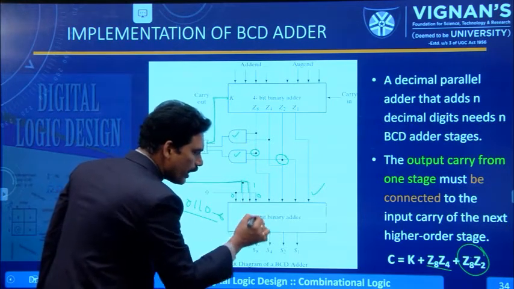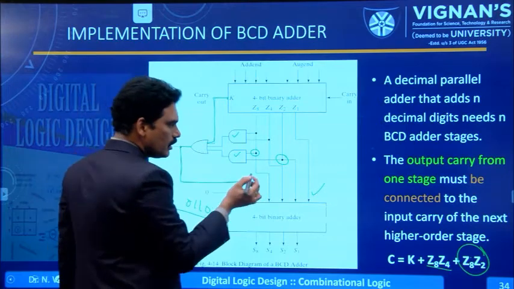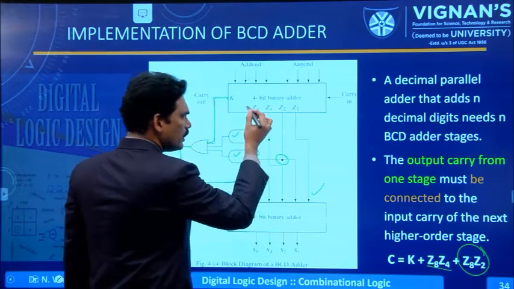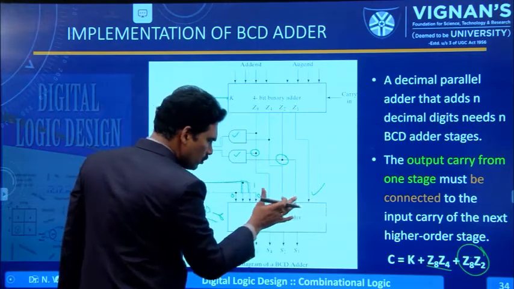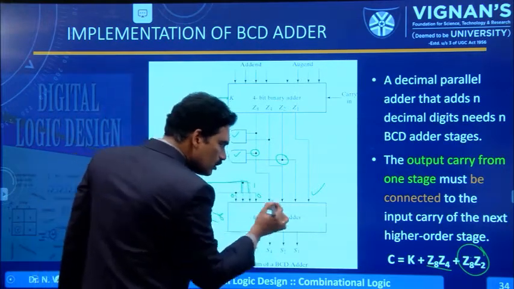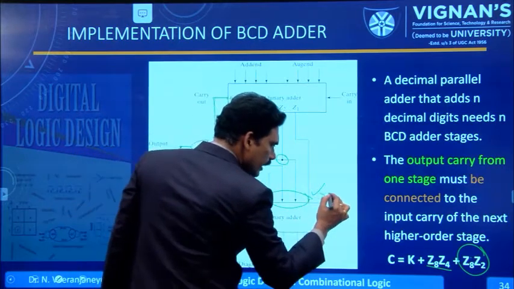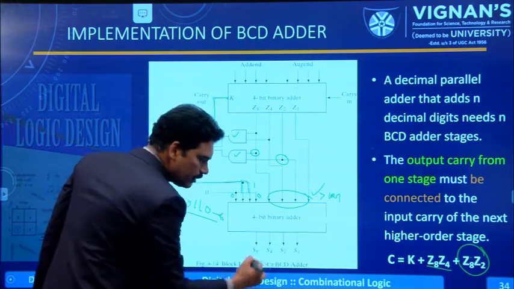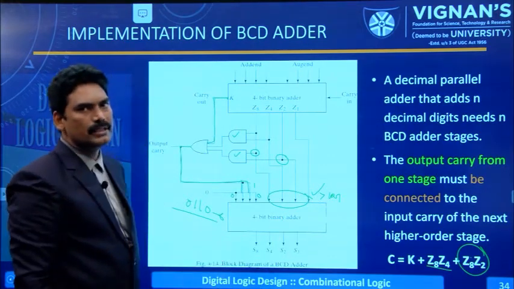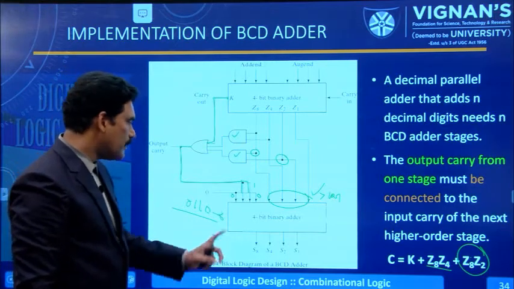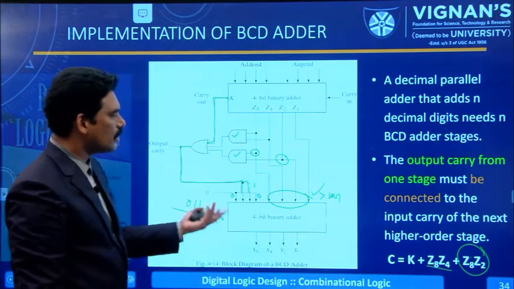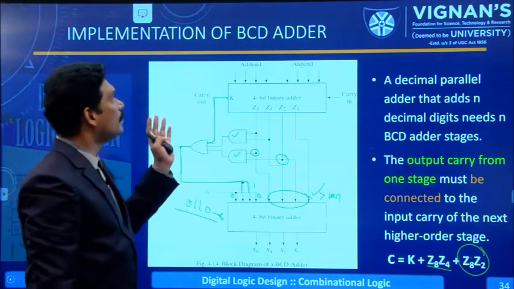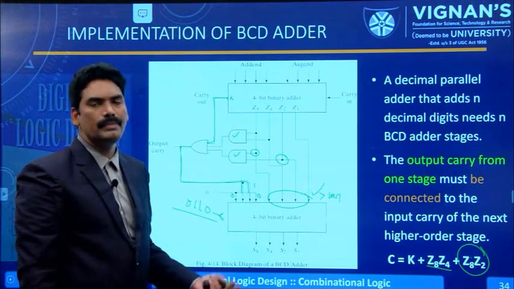That means we are going to add, if the value, we are getting all these values, Z1, Z2, Z4, Z8, all 4 values, and if this value is greater than 1001, we are going to add 0110, and we get the sum. That is called a BCD adder. And if we get a carry, we will go with that carry. Okay, this is about the implementation of the BCD adder circuit.